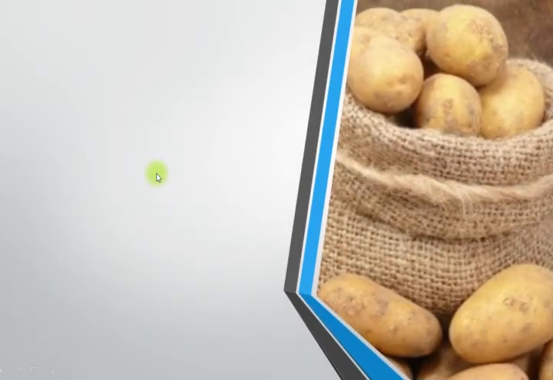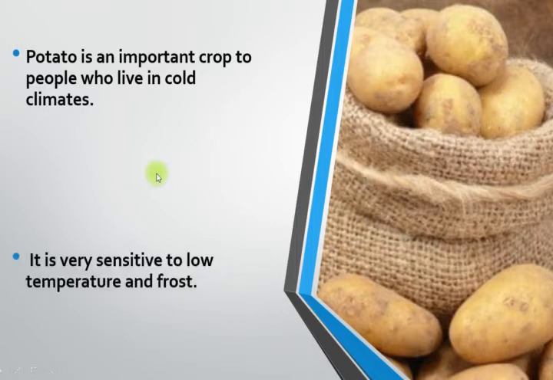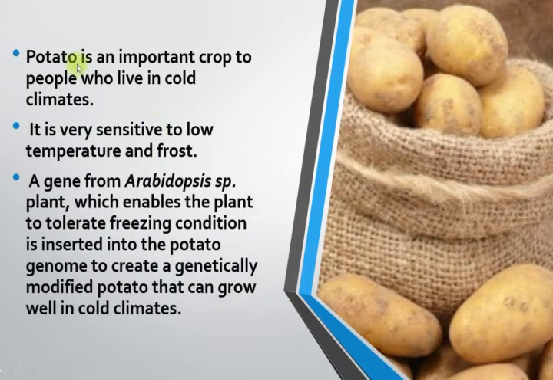Okay, the other example is potato. Potato is an important crop to people who live in cold climates. It is very sensitive to low temperature and frost. So the potato is easily damaged by frost. Okay, a gene from Arabidopsis, an Arabidopsis species plant, enables the plant to tolerate freezing conditions.